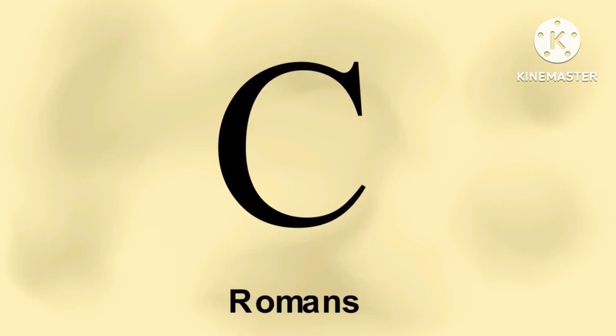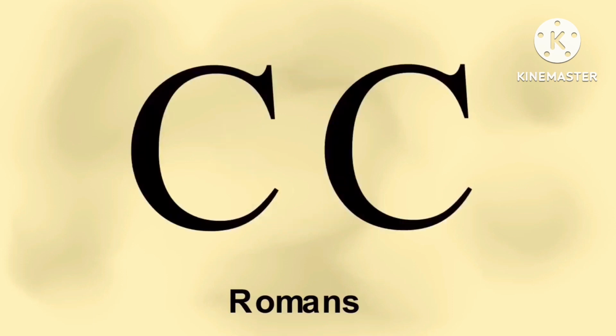To the Romans, the letter C made two sounds, the sound of K and the sound of G, so like the C and G in English. So to differentiate between these two sounds, they created another letter based on the letter C, and this is how the letter G was formed.